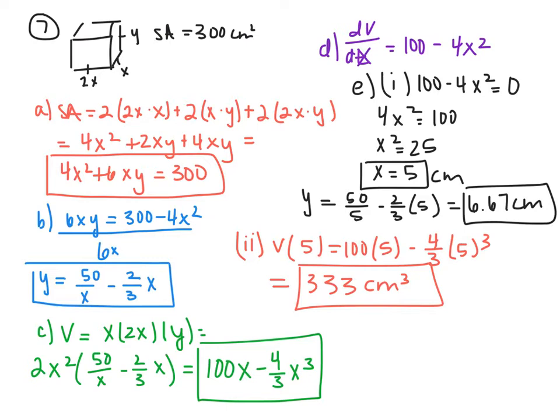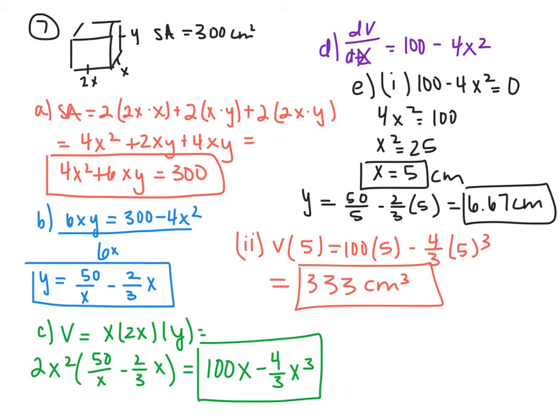So part I wants us to find the x and y coordinates that will maximize the box. Maximums occur when your derivative equals 0. So I set our derivative equal to 0 and solve for x. Normally you have plus and minus, but because we're talking about dimensions of a box, it can't be -5 centimeters wide, so we just take the positive for dimensions. And then I solve for y by plugging x into part B, 50 over x minus 2/3 x equals y, and you get that y is equal to 6.67.